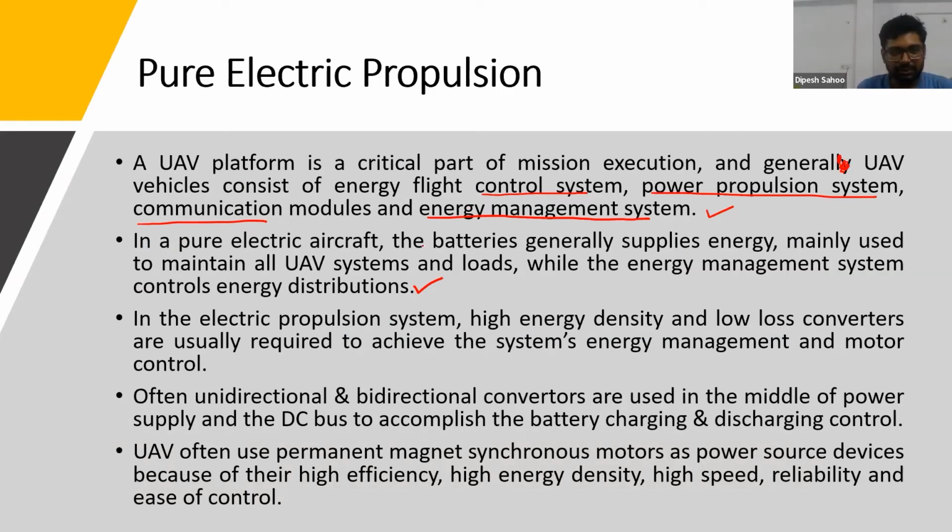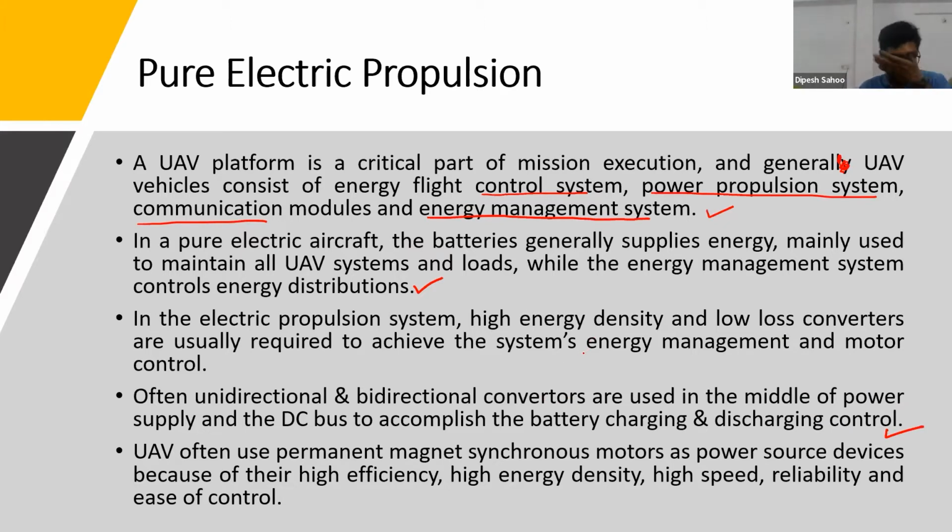Okay. So first we'll be covering the pure electric propulsion, then we'll go for fuel, then we'll go for hybrid. In it, high energy density and low loss converters are used. Often unidirectional and bidirectional converters are used in the middle of the power supply and DC bus to accomplish battery charging and discharging control. What are the low loss converters and what are the unidirectional and bidirectional converters?